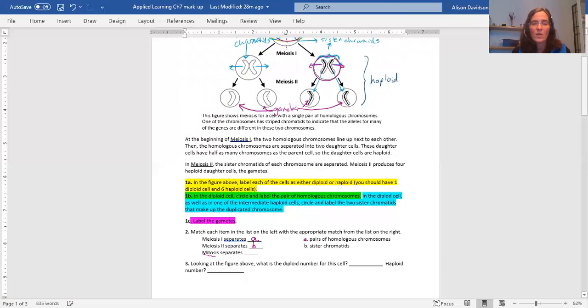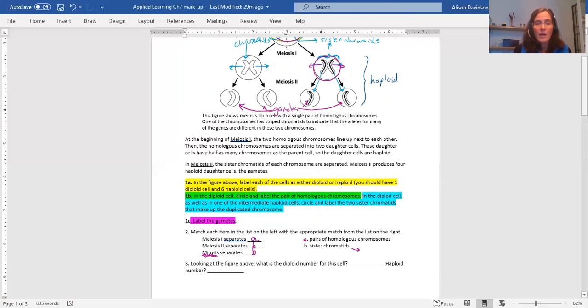Mitosis also separates sister chromatids because the homologous chromosomes, or those tetrads, don't form in mitosis. So the only thing that can be separated in mitosis are the sister chromatids. Remember, sister chromatids are identical to each other. So with one going into each of the daughter cells, that ensures that those daughter cells are identical to each other, and that is the whole goal of mitosis.